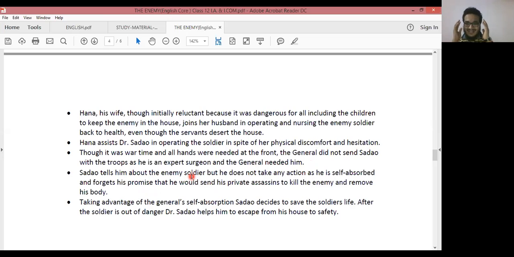So Sadao recovered. Sadao worked with the patient. Who is the patient here? The enemy. Who is the enemy? Tom, the American soldier. He treated him, but he cannot kill him. His nature is something different. He cannot kill him. At the same time, you can see the general did not keep his words, of killing or sending the assassin. Who is that man? General Takima was not able to do it or keep his word.